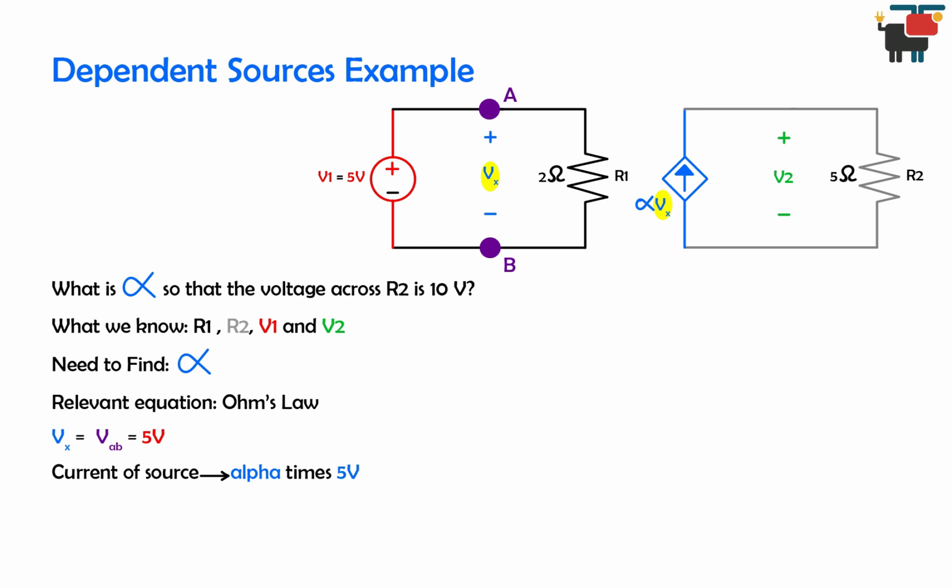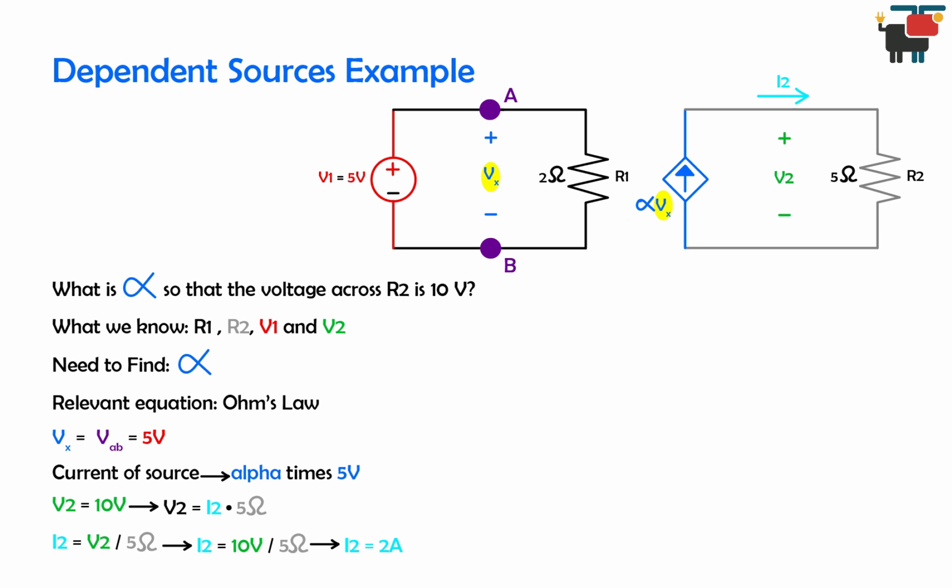The problem is giving us the voltage across the resistor R2 to be 10 volts. We can apply Ohm's law to find the current flowing through R2. We have V2 equals the current I2 times 5 ohms. Solving for I2, we get 10 volts divided by 5 ohms, or 2 amps. Since the dependent source is in series with the resistor R2, the current alpha Vx is the same as the current I2 flowing through the resistor. Thus, we have 2 amps equals alpha times 5. Solving for alpha, we get 0.4.